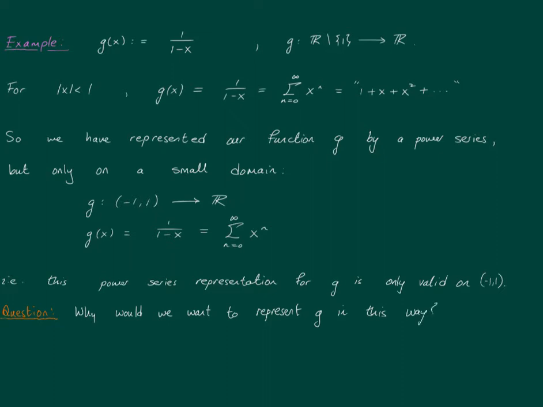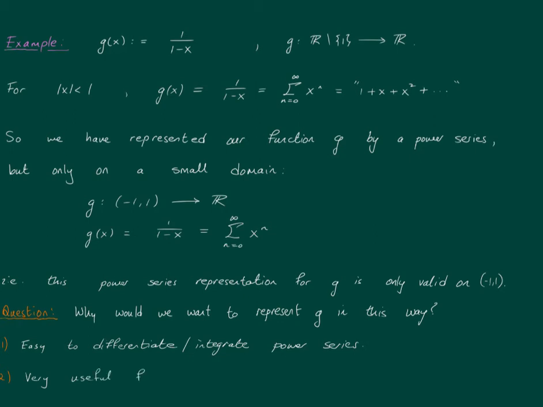Well, first reason. Power series are easy to differentiate and integrate. And we'll see this later, exactly how you differentiate and integrate a power series, but they're easy to differentiate and integrate. So you could have some very complicated G that's hard to integrate, hard to differentiate, and we could represent it as a power series, and these are easy to differentiate or integrate.